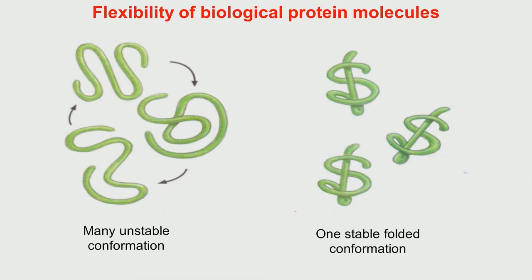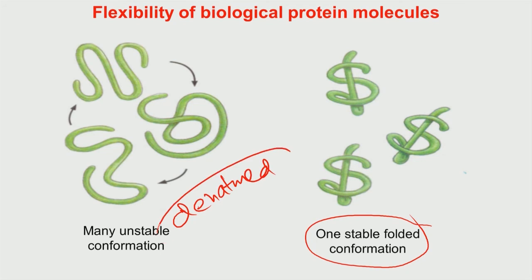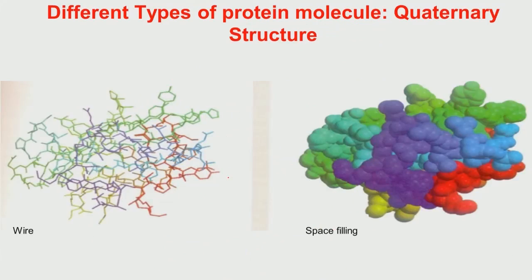Now, as far as the stability of protein molecules in a biological system is concerned, proteins are more stable in a folded configuration. The moment it gets straightened, it becomes very unstable. This is called the denatured state of a protein. Denaturing takes place when you add urea to a protein solution; it immediately gets denatured.